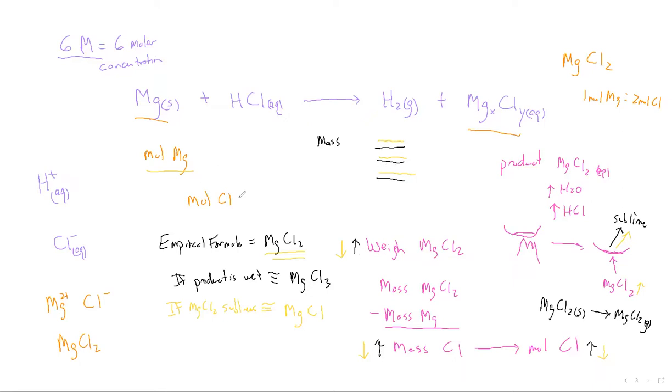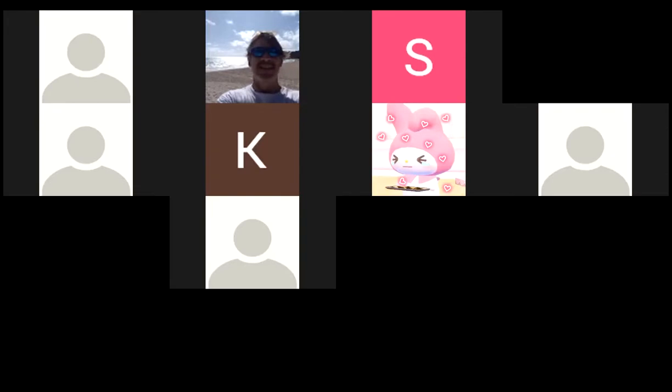And so when you calculate your empirical formula, you're going to use the best choice. Does that make sense? Whichever one is closest to 2 to 1. Yeah? All right, let's look at the sheet.